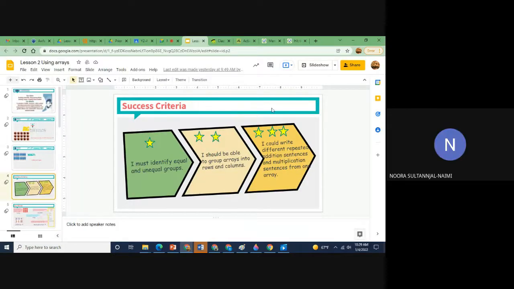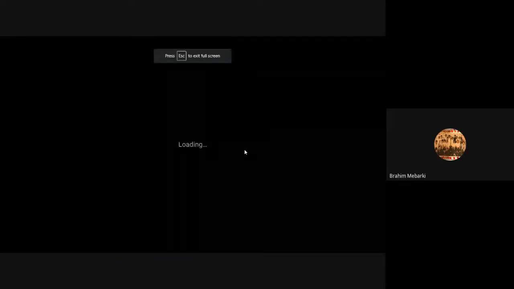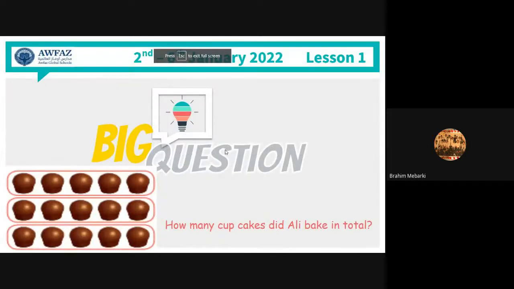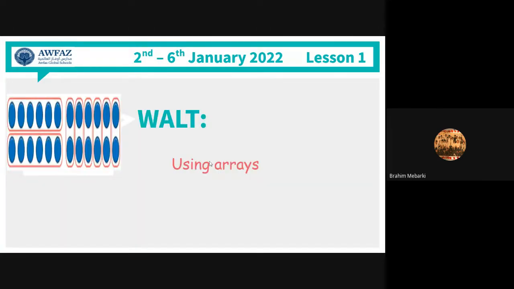Good morning. Okay, so in today's math lesson, we're going to be learning how to solve multiplications using arrays. So our big question is, how many cupcakes did Ali bake in total? You will be able to answer this question by the end of this lesson. Our learning objective is to be able to use arrays to solve multiplications.